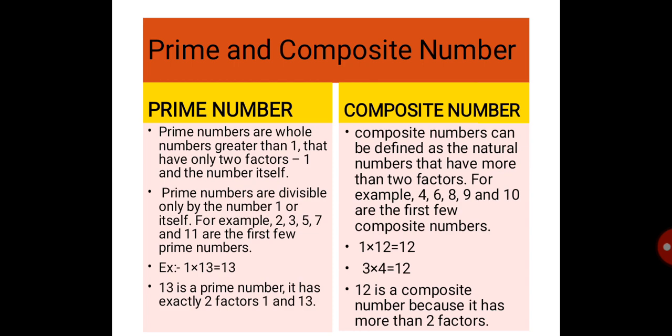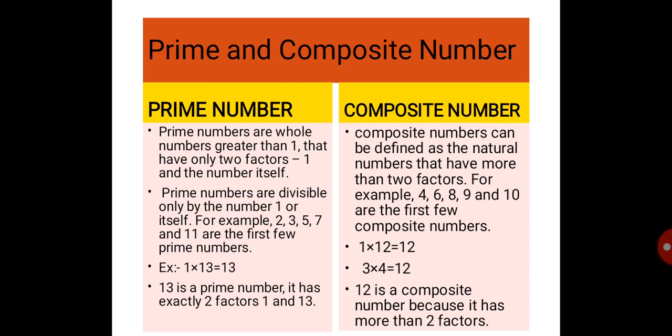The number which has exactly two factors, 1 and itself, is called a prime number. Example: 2, 3, 5, 7, 11, and so on. Here I have given an example, that is 13. It has only two factors, 1 and 13. Now, our next topic is composite numbers.